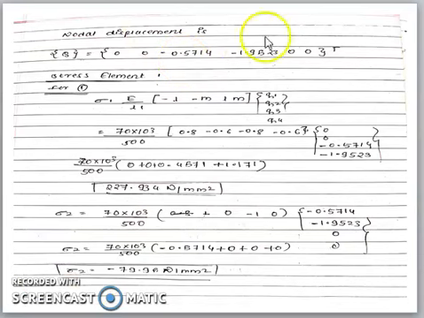So now, from the nodal displacements, you can find the stress in each element, and here you will get the exact answers. That is, sigma 1 and sigma 2 are the stresses in each element.